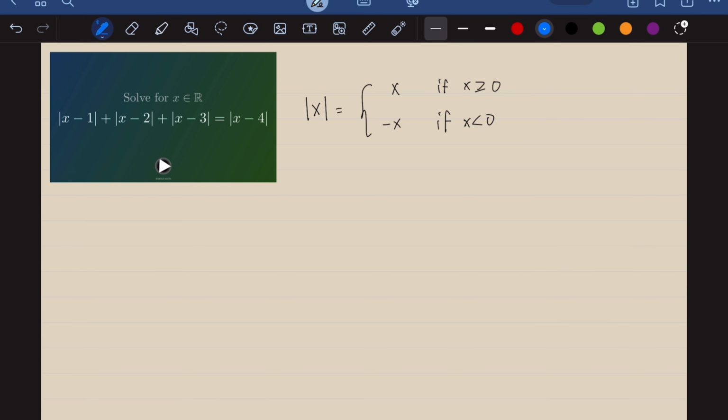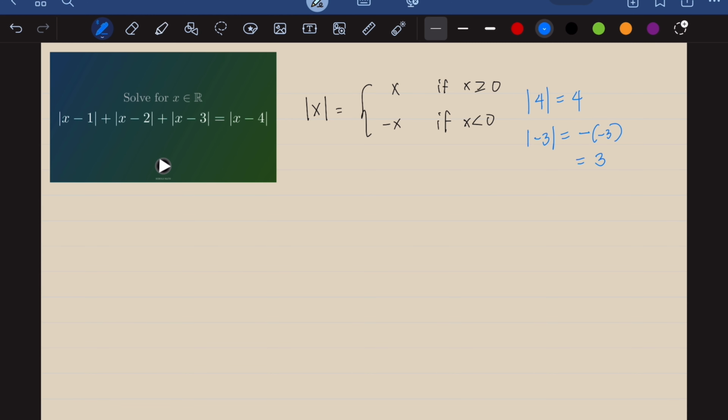As an example, just for illustrating this with an actual number, the absolute value of 4 is just equal to 4 because 4 is a positive number, whereas the absolute value of negative 3 is equal to the negative of negative 3, which is of course positive 3. So this is how we split an absolute value function.